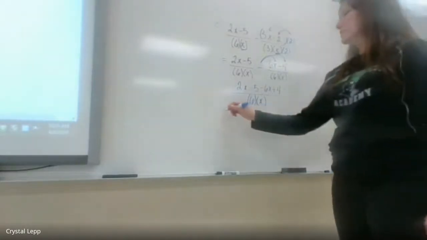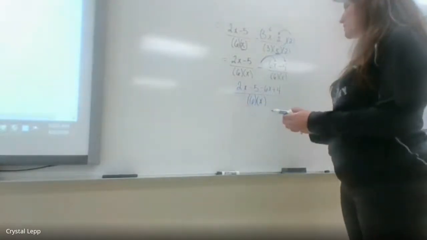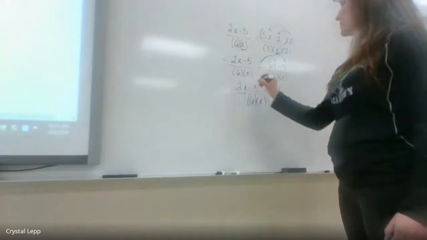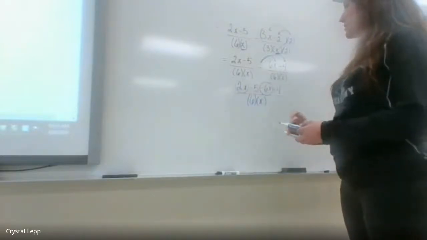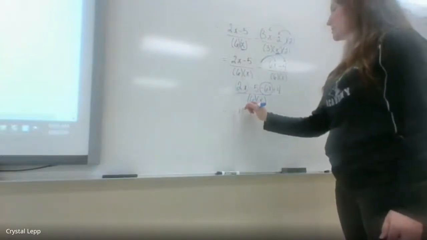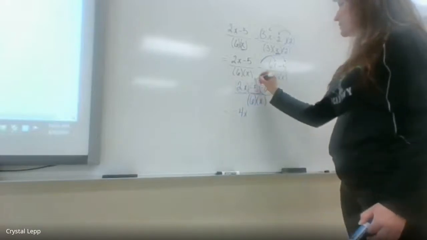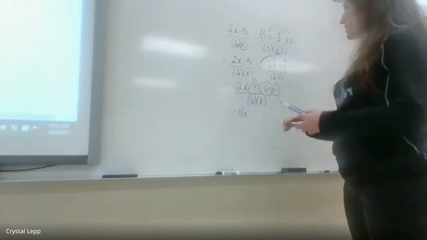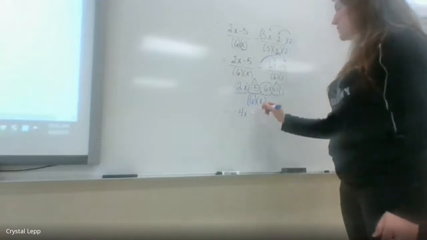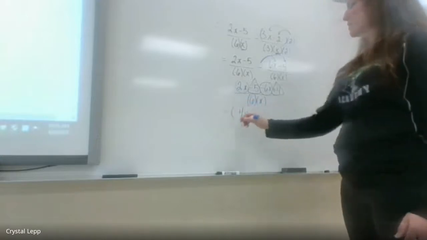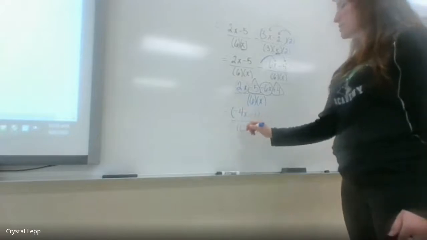And then I'm going to collect like terms. So I'm going to get 2x minus 6x is negative 4x. And then I get minus 5 plus 4 is negative 1. And that's in brackets because they're attached by minus sign over 6x.